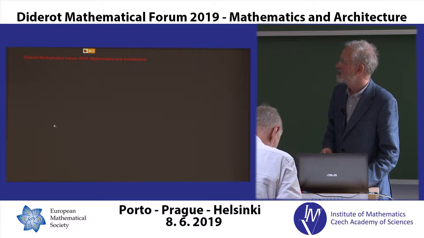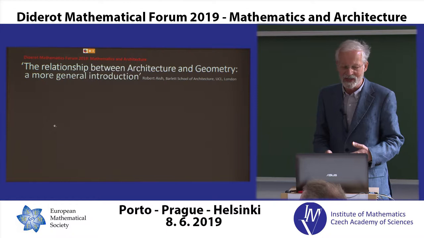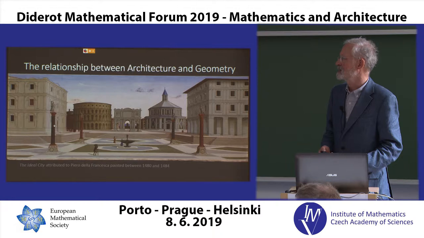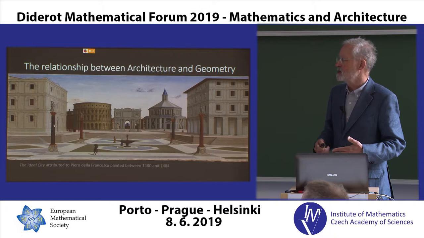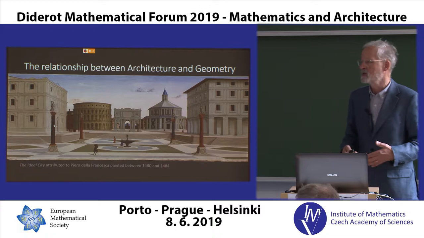This is my general introduction, and I'm looking at the relationship between architecture and geometry in a more descriptive way. I'm starting off with this painting attributed to Piero della Francesca called The Ideal City, which looks at the way geometry has often influenced architecture. Buildings seem to take on this overall geometric form. The additional significance of this painting is that it's also using perspective to show this ideal city.